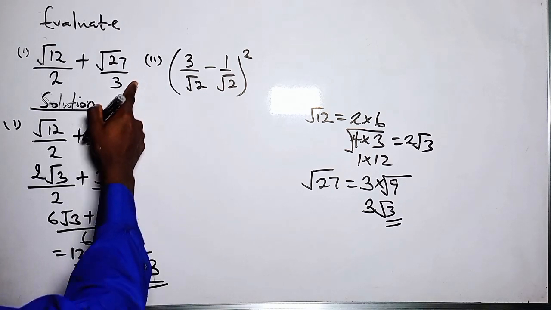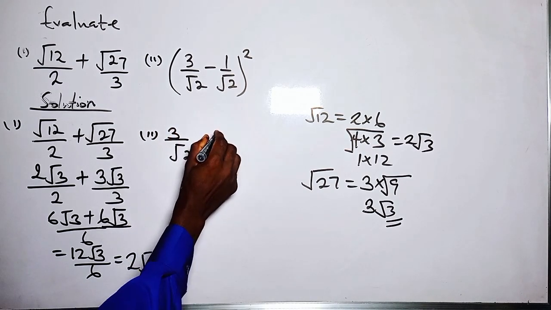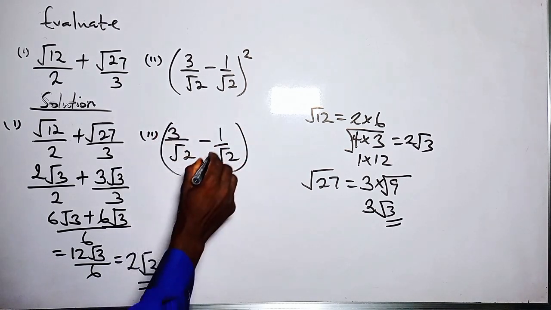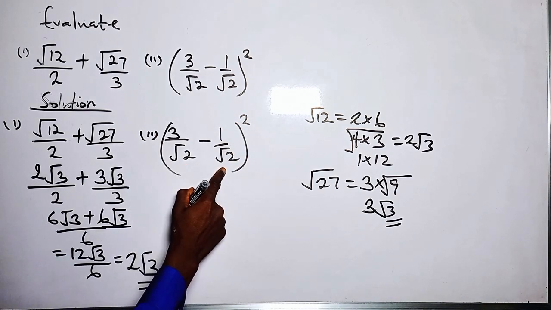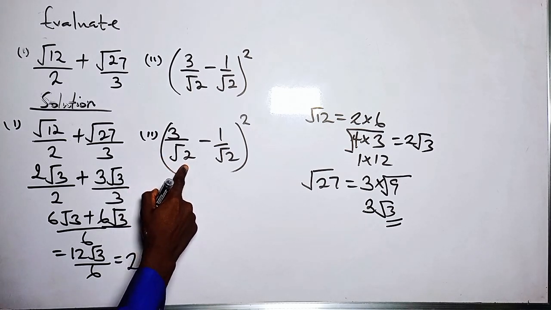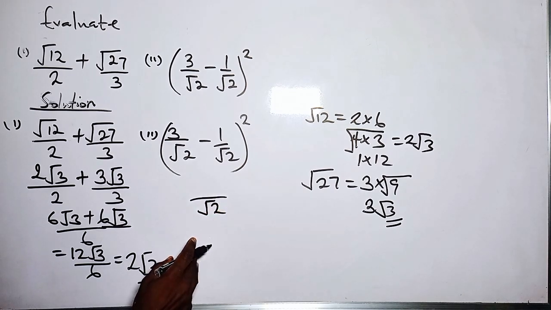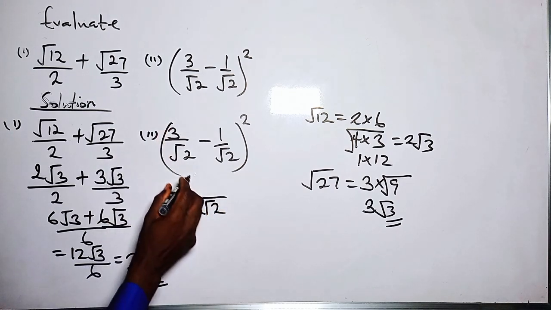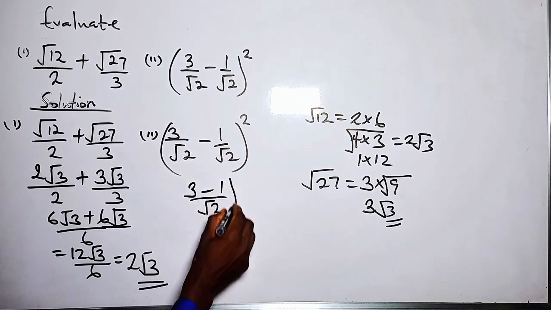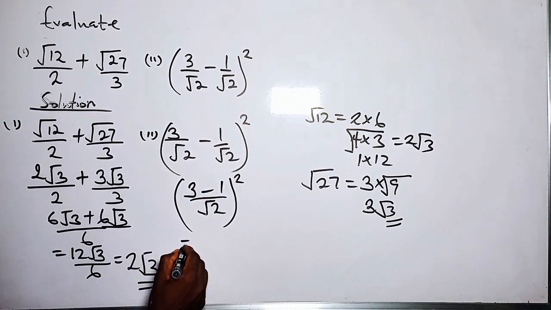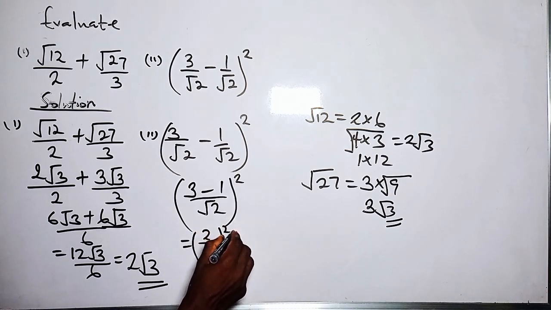So for the second one, we have 3 over root 2 minus 1 over root 2, squared. So how do we do this? Let us evaluate what we have in the bracket first. So we have common denominators as root 2, so we can pick out 1 root 2. So we divide this, we have 1, multiply by 3, we have 3, minus, when we divide this with this, we have 1, multiply by this, we have 1. Everything squared. So here we have 3 minus 1 is 2 over root 2, squared.